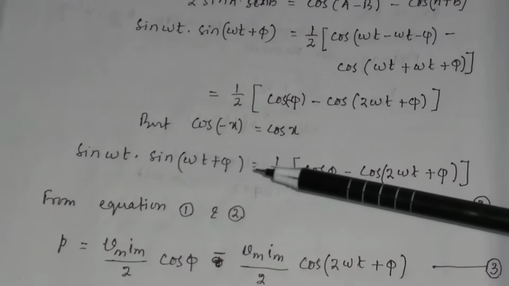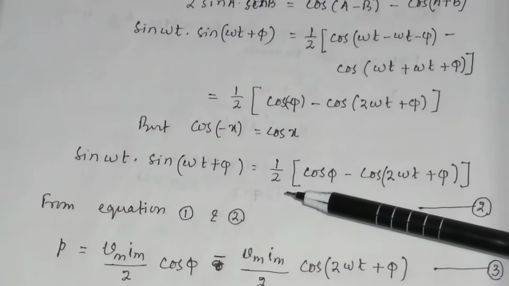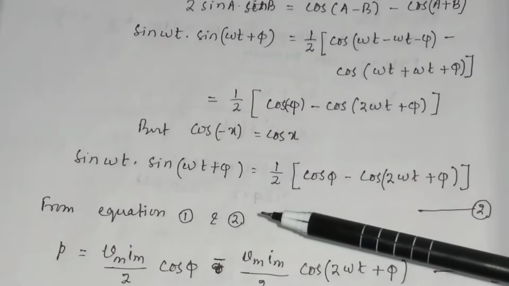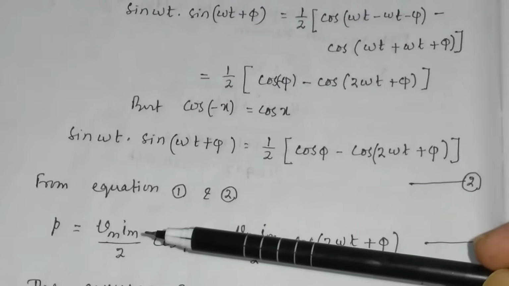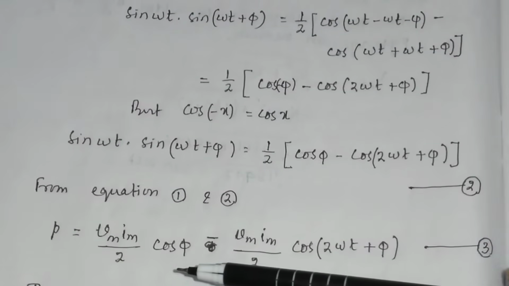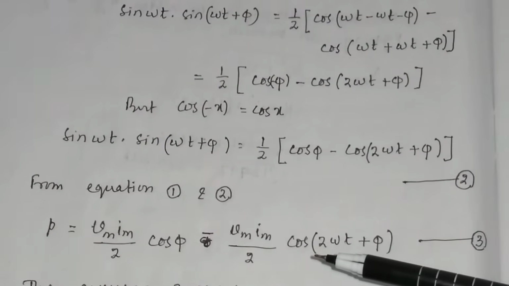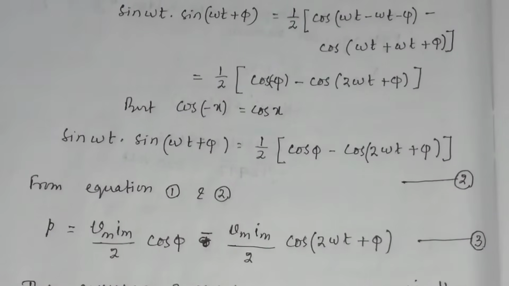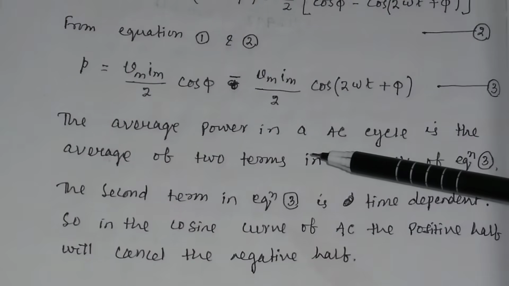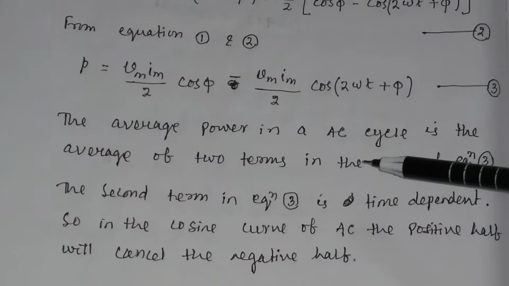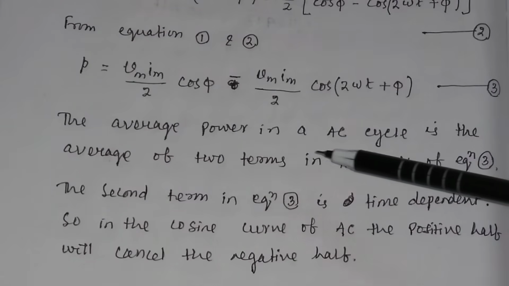So if you substitute the value of sin omega t into sin omega t plus phi in equation 1, you will get the instantaneous power P equal to Vm Im divided by 2 into cos phi minus Vm Im divided by 2 into cos 2 omega t plus phi. Now we calculate the average power in an AC cycle, that is the power in a full cycle of AC, which we generally call the average power.